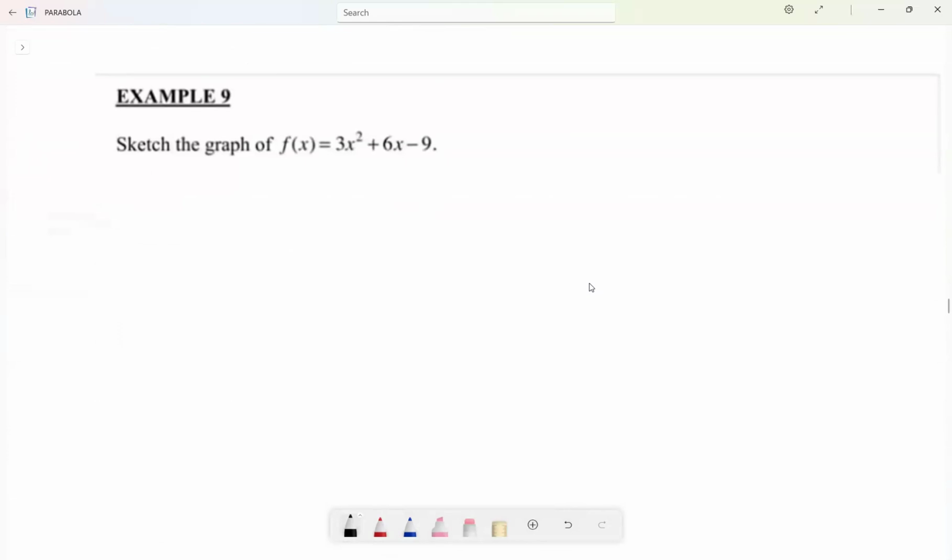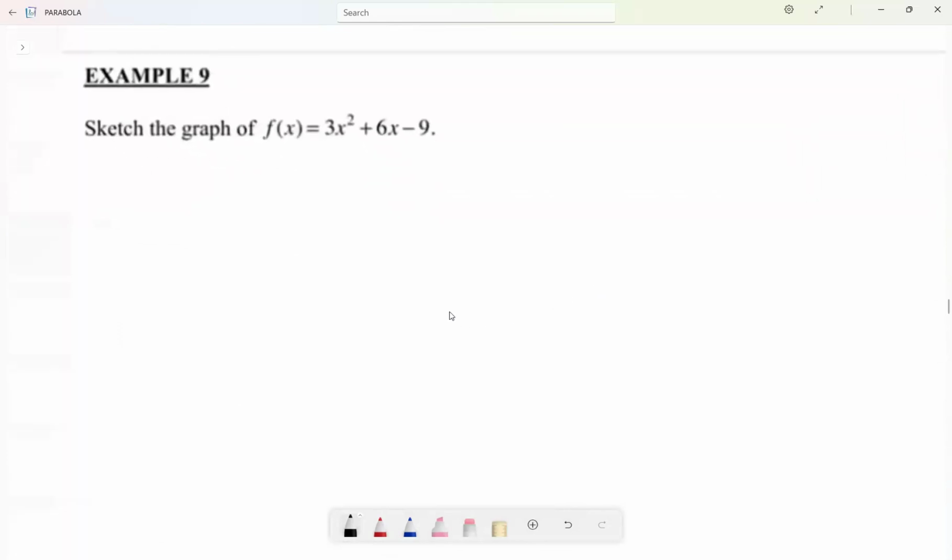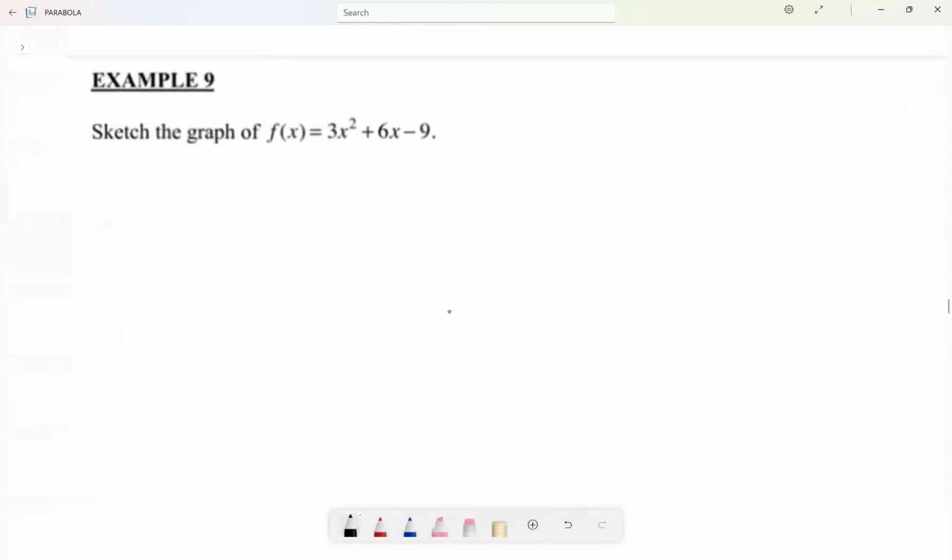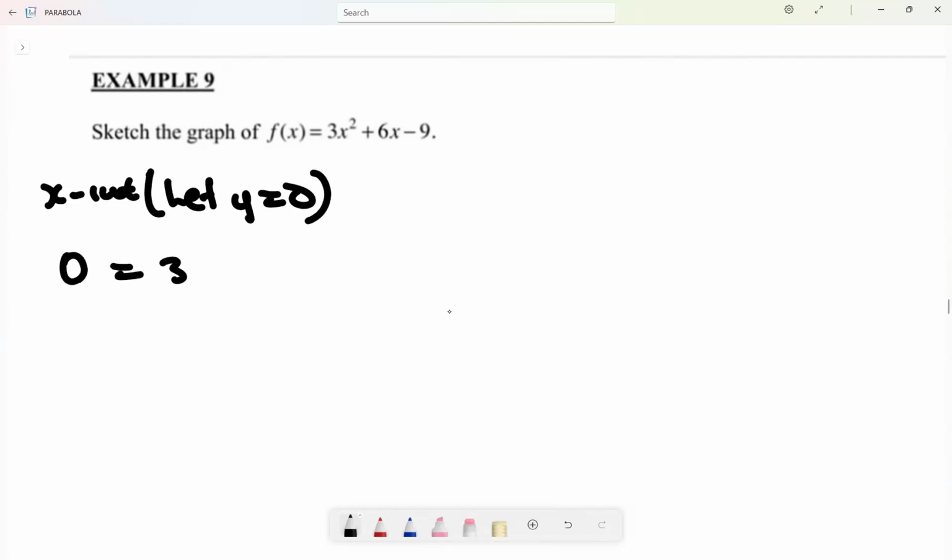Oh, in this case, we are sketching. Okay, let's sketch then. Remember, what do you need for sketching? x-intercept, y-intercept, turning point. Okay, yes. So for the x-intercept, I'm going to let y equal to 0. Then I'm going to say 0 is equal to 3x squared plus 6x minus 9. This is good because, okay, then I'm going to divide everything by 3.